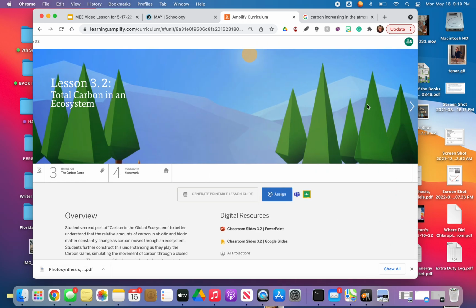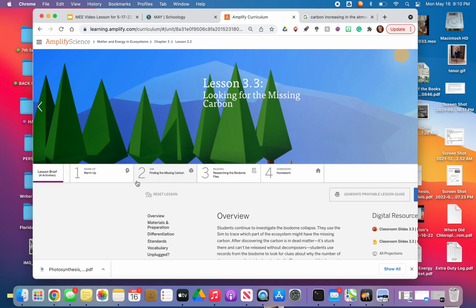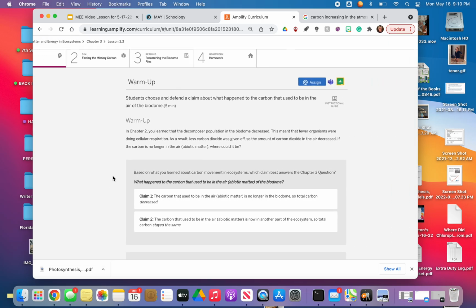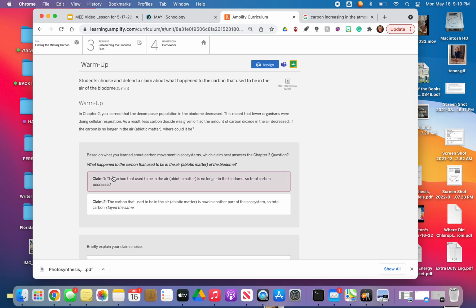Because I want to show you this warm-up activity, I'm going to go to 3.3. Let's go ahead and take a look at this warm-up. It says in chapter 2, you learned that the decomposer population in the biodome decreased. So we know that decomposers decreased, and that's why there wasn't as much carbon dioxide.